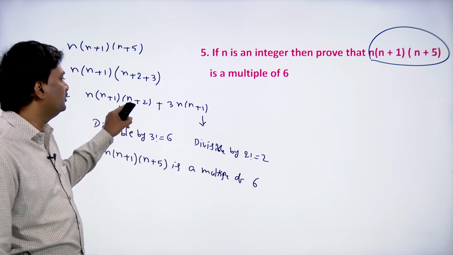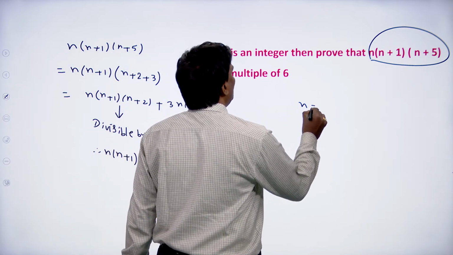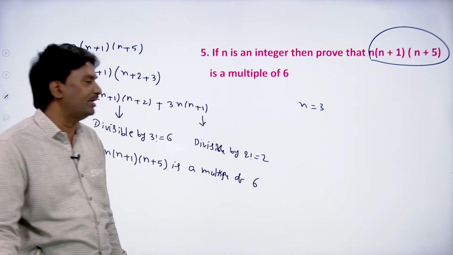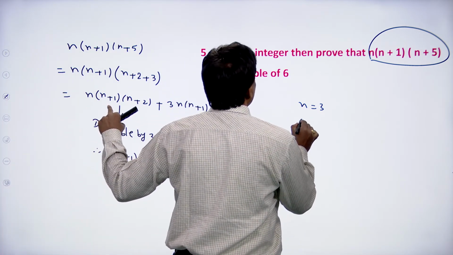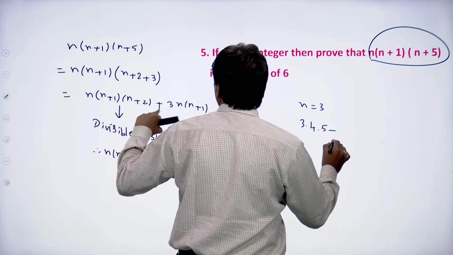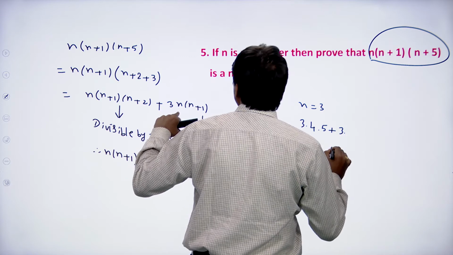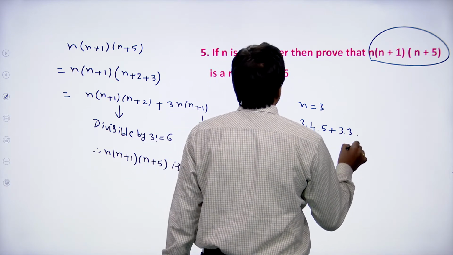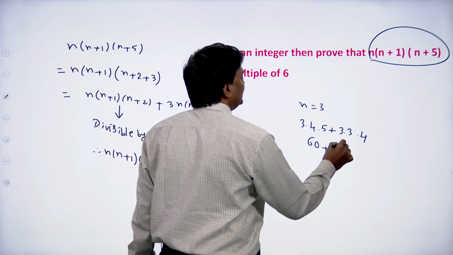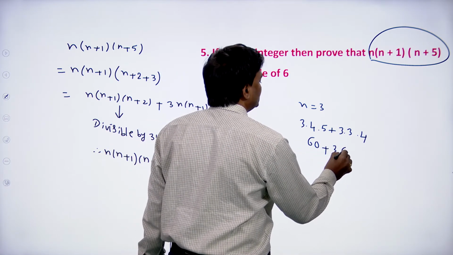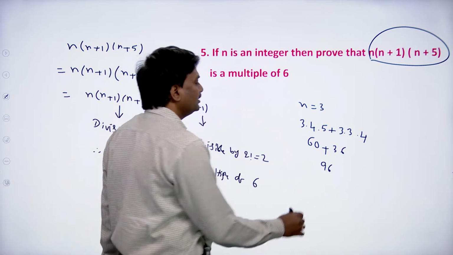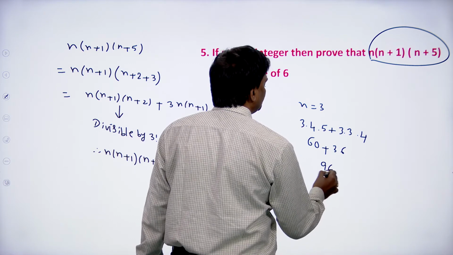If you consider an example, suppose n equals 3. It is not necessary to take 3 only, you may take 4, 5, 6 like that. n into n plus 1 into n plus 5 with n equals 3 is 3 into 4 into 5, 3 plus 2 is 5, plus 3 into 3 into 4. 3 into 4 is 12, 12 into 5 is 60, 3 into 3 is 9, 9 into 4 is 36, and 60 plus 36 is 96. So clearly this is divisible by 6, 16 times.